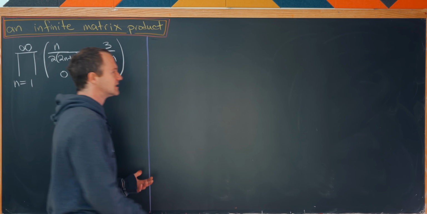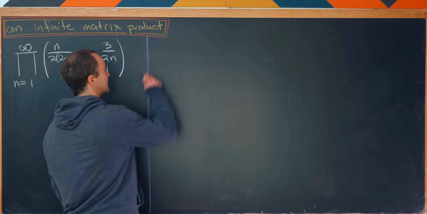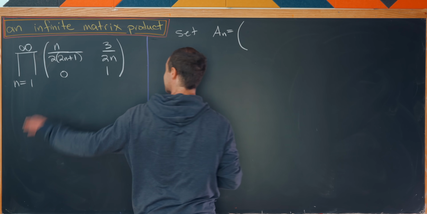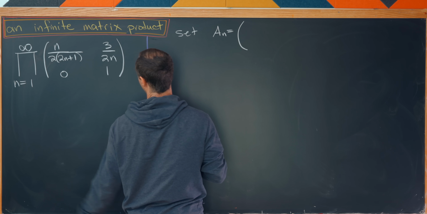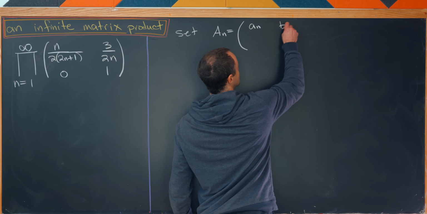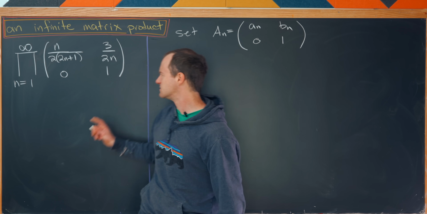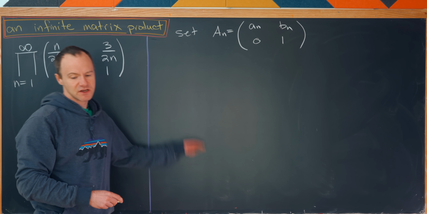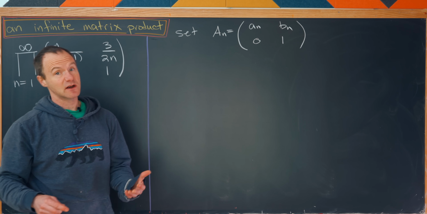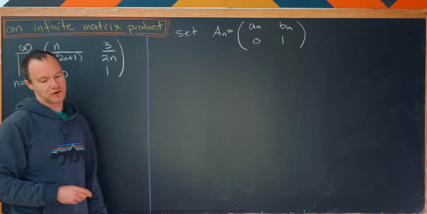That being said, let's start to build the partial product in a somewhat general sense. Let's set A_n equal to the following matrix. It's not going to be this matrix, but a more general version where we have little a sub n here, little b sub n here, 0, 1. Our matrix is most definitely of this form. So if we can get an idea for the partial product of matrices like this, then we're good to go to unravel this fairly easily.